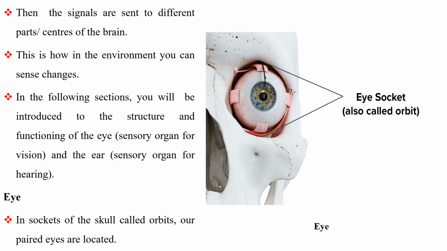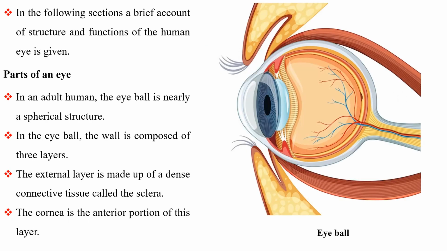Eye. Our paired eyes are present in sockets of the skull called orbits. In the following sections, a brief account of the structure and functions of the human eye is given. Parts of an eye. In an adult human, the eyeball is nearly a spherical structure. The wall of the eyeball is composed of three layers. The external layer is made up of a dense connective tissue called the sclera. The cornea is the anterior portion of this layer.